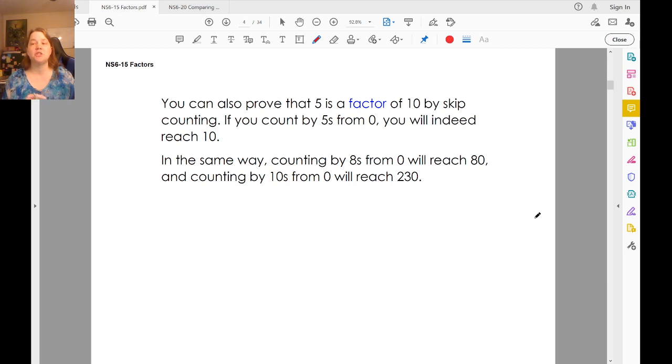We can also prove that 5 is a factor of 10 by skip counting. So if we count by 5s from 0, we can reach 10. 0, 5, 10. Same way we can count by 8s to get 80. 8, 16, 24, 32, eventually you're going to get 80. And we can count by 10s to reach 230.